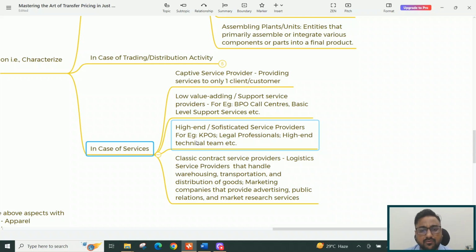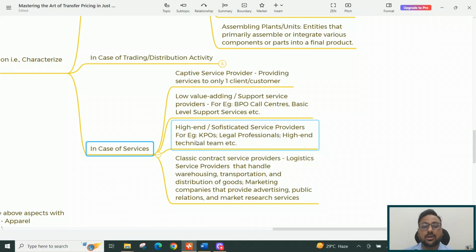Then there could be low value adding or support service providers, such as BPO call centers, the entities which provide only a basic level of support services, right? Then there could be high end sophisticated service providers, like for example KPOs, legal professionals or technical professionals, or a high end technical team providing entire services which are not low level, or which cannot be said to be at a basic level. They require special expertise, and that's where we characterize them as high end or sophisticated service providers.